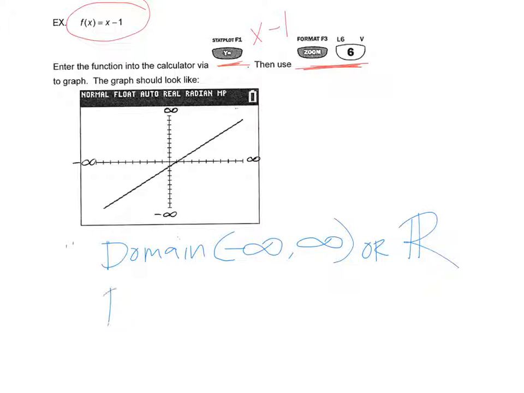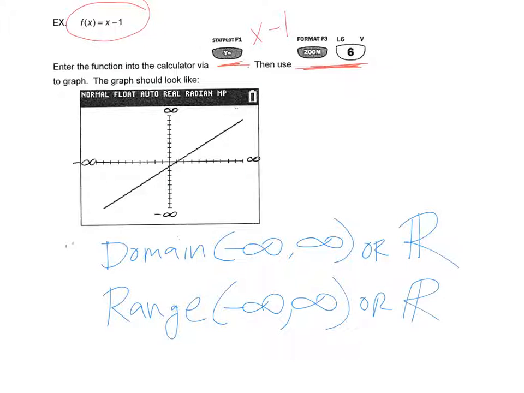Then the range. Range is the lowest y value to the highest y value. It starts from down, you look from lower to higher. So it's going down forever to begin with, and then it goes up forever. So it's also all real numbers for the range.